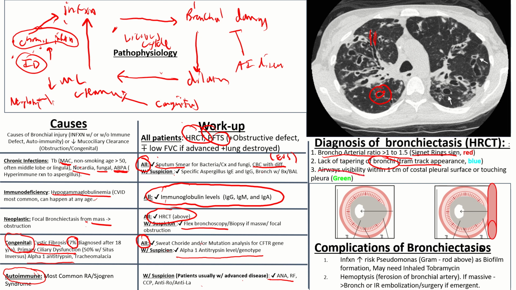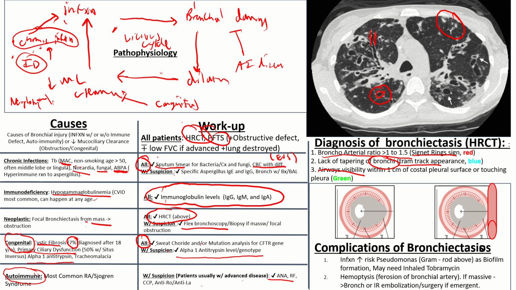Or you can see airways visible within 1 centimeter of the pleura. That's also abnormal. The airway should be very small out there. So if you can see them, they're very dilated. That's another sign of bronchiectasis. So this is how you make the diagnosis of bronchiectasis.